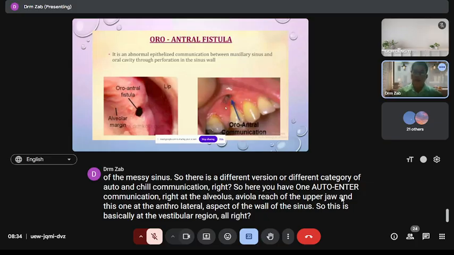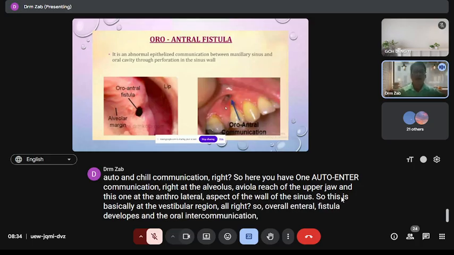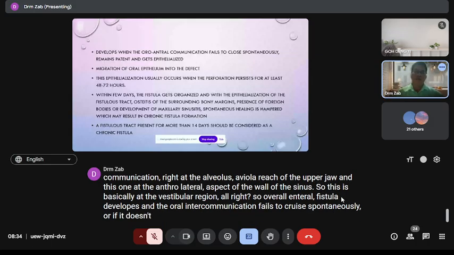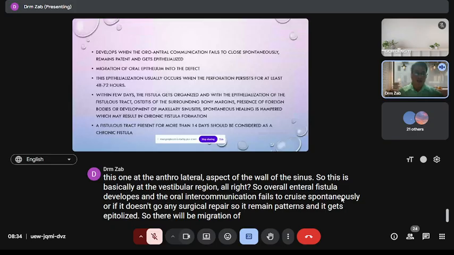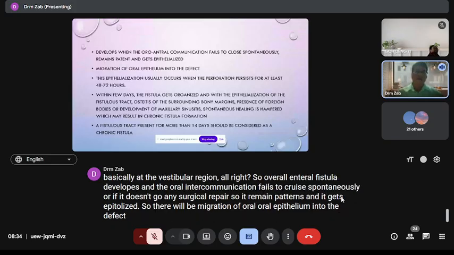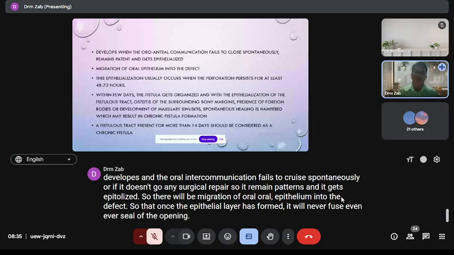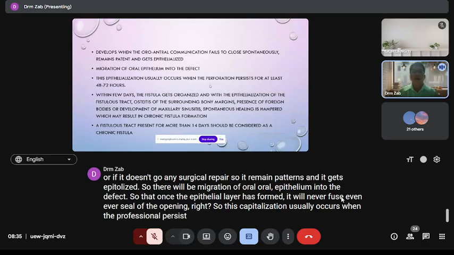All right. So oro-antral fistula develops when the oro-antral communication fails to close spontaneously, or if it doesn't undergo any surgical repair. So it remains patent and it gets epithelialized. There will be migration of oral epithelium into the defect, so that once the epithelial layer has formed, it will never fuse. It will never seal off the opening. This epithelialization usually occurs when the perforation persists for at least 48 to 72 hours.